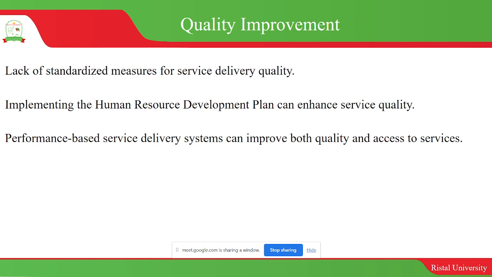Quality improvement is very important. You need to have standardized tools to be able to measure the quality of services provided in different health facilities. Different health facilities are supposed to be having quality assurance committees to be able to evaluate the quality of services provided in a health center or health facility, and also sometimes perform what we call performance-based service delivery appraisals to be able to improve quality and access to health services.